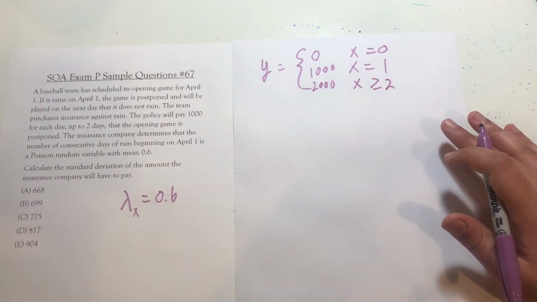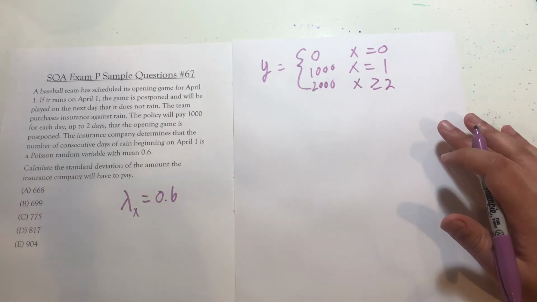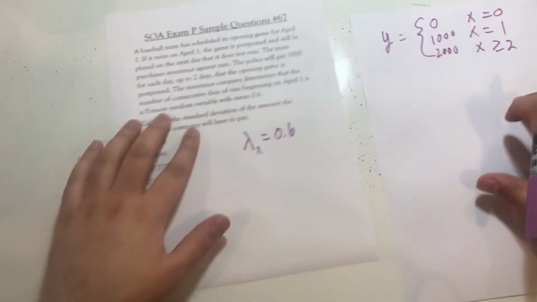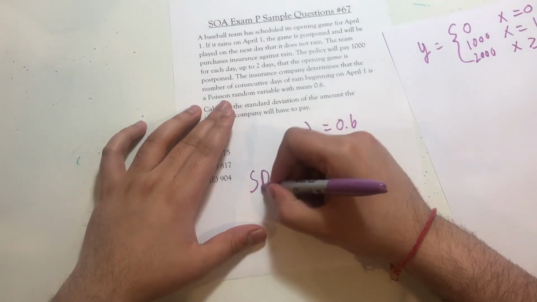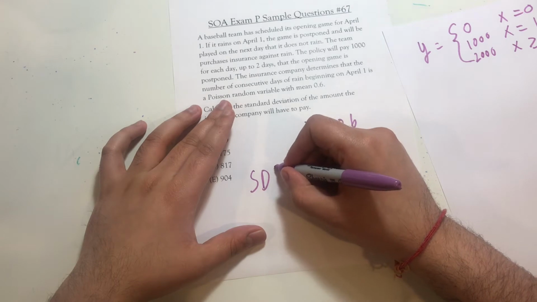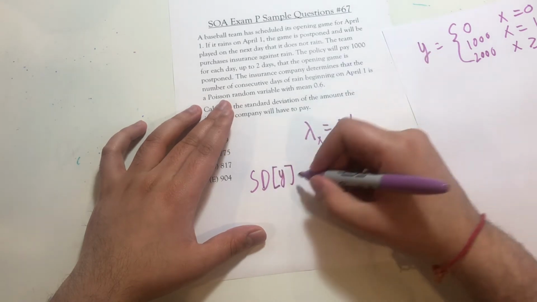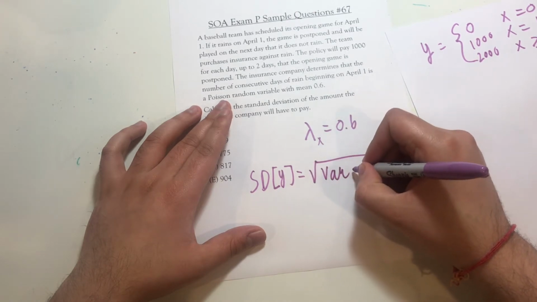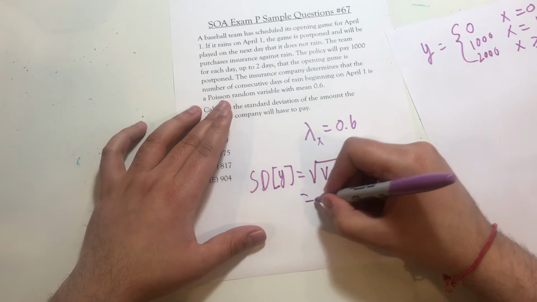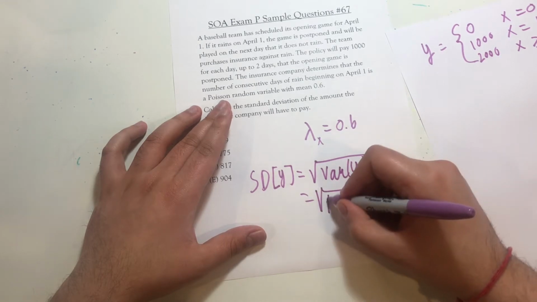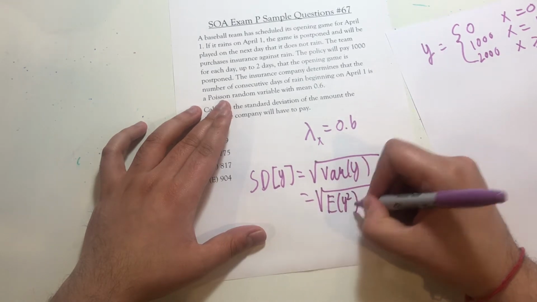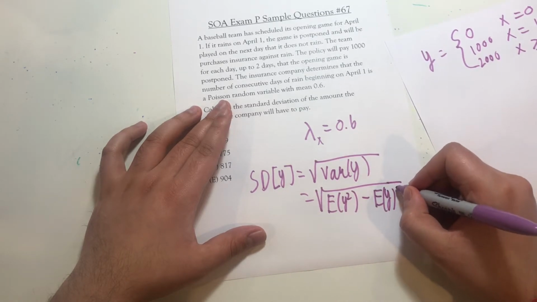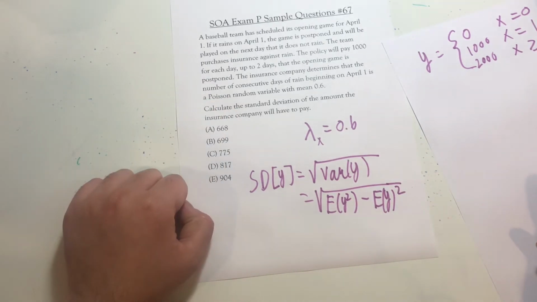And now from here, we can go about calculating standard deviation. Standard deviation, very straightforward formula. The standard deviation of y is what we're calculating. That's simply the square root of the variance of y, which is equal to the second moment minus the first moment squared. So we're going to need the expected value of y and the expected value of y squared.